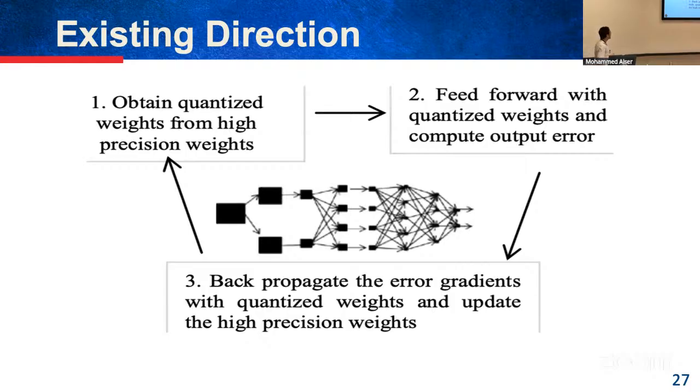And this is just the basic methodology of the paper. First, they obtain the quantized weights from the high precision weights, and then they are put onto the feed forward layer, and the error was computed. After the backpropagation, they were able to update the high precision weights.